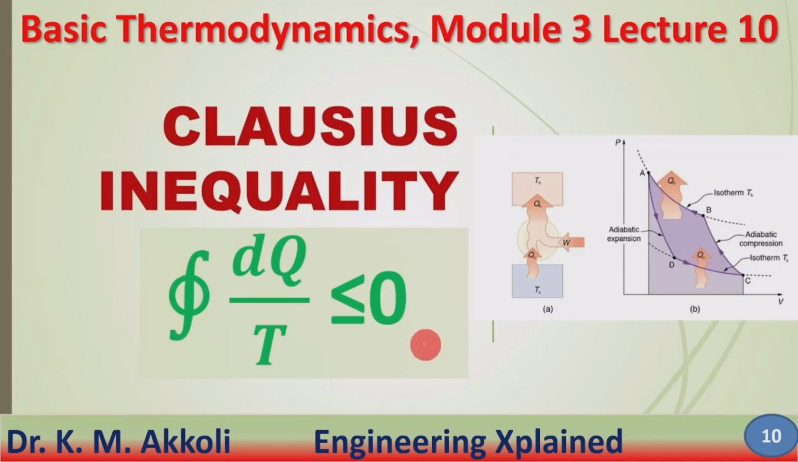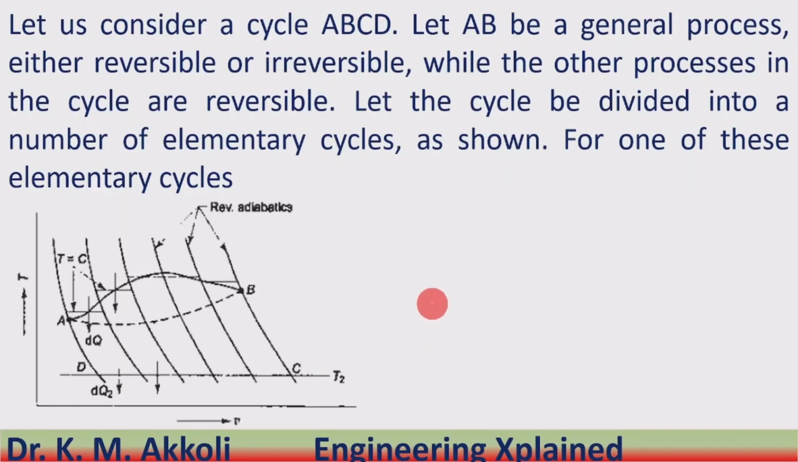Before that, we have to derive this Clausius inequality equation by considering reversible and irreversible cycles. Later, we are going to use the equation for deciding whether it is a reversible process, an irreversible process, or an impossible one. Okay, first we'll take the consideration of the cycle.